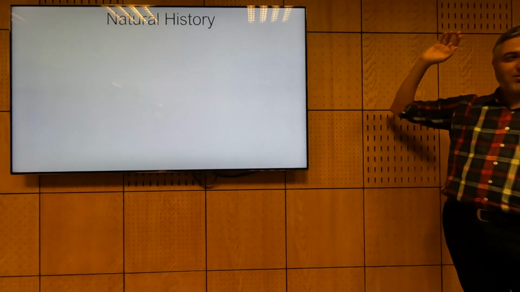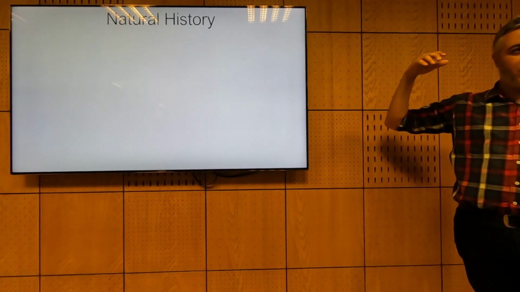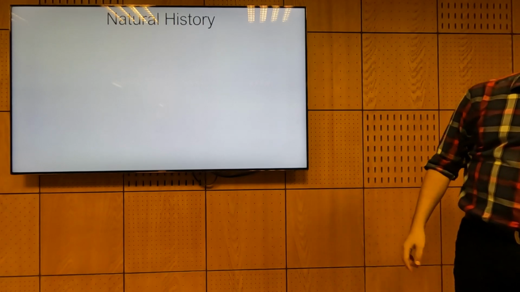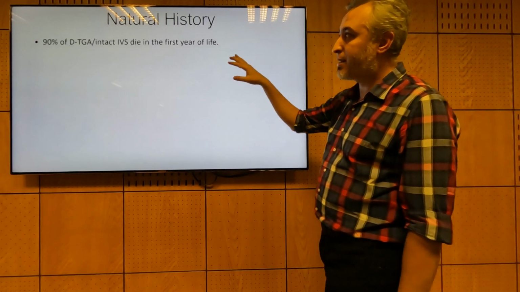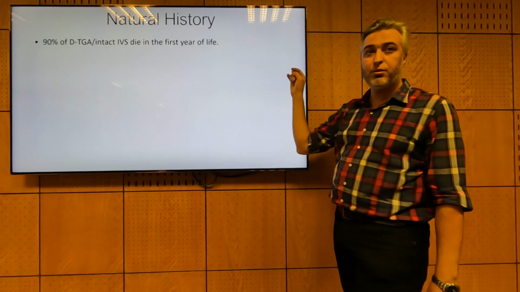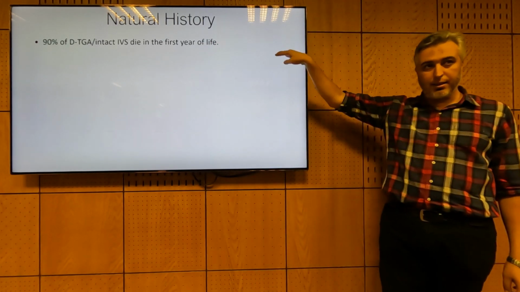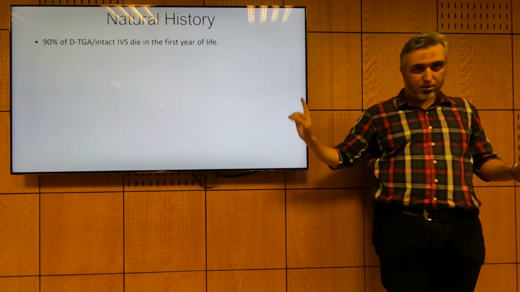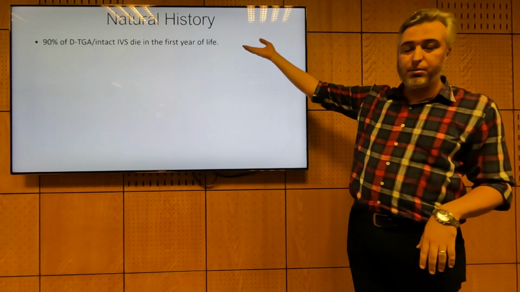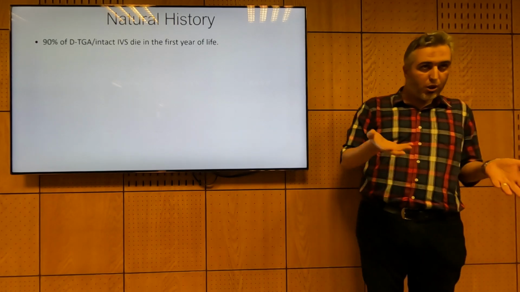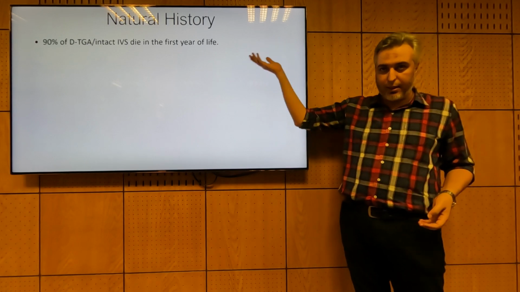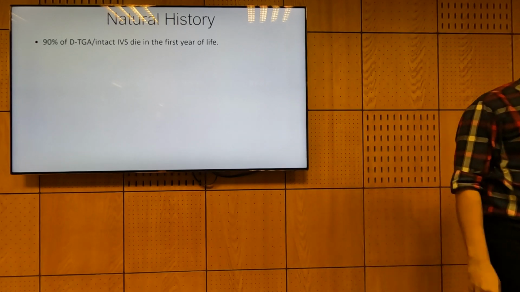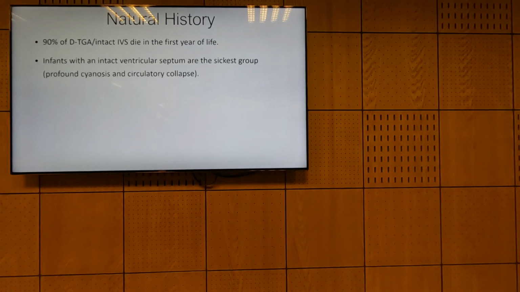So what if a patient has a TGA and we don't do anything? That's natural history. 90% of patients with TGA with intact septum will die during the first year of life. That's a lethal disease. For every 10 patients, 9 will die during the first year. Again, because of very low oxygenation, because of poor mixing, because TGA with intact septum has a lot fewer sites for mixing. They're very sick. They get profound cyanosis and circulatory collapse.